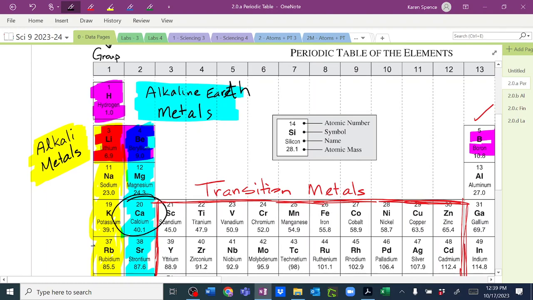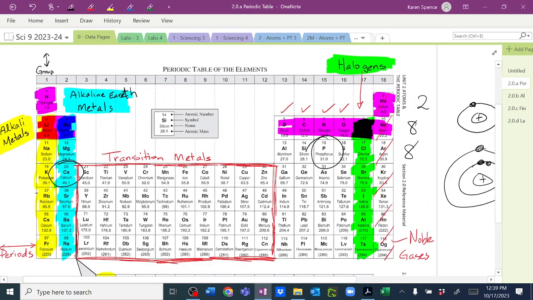Okay, and then the pattern falls apart after calcium. Okay? Alrighty. While we're here, I'm going to erase some of this mess I've made.